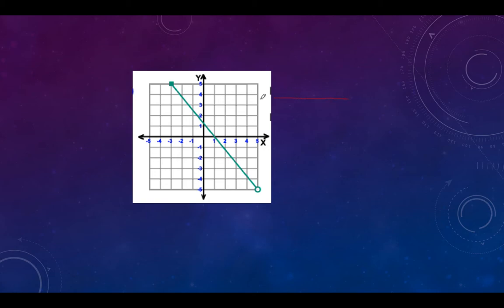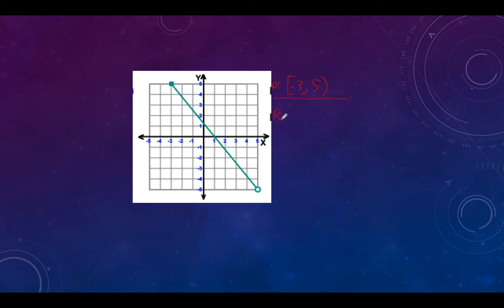Domain, well, the smallest it gets is -3. The largest it gets is 5, right? That's our largest x value, 5. Well, at -3, it can equal it because it's a closed dot, so we use square bracket. At 5, it can equal that because it's an open circle.